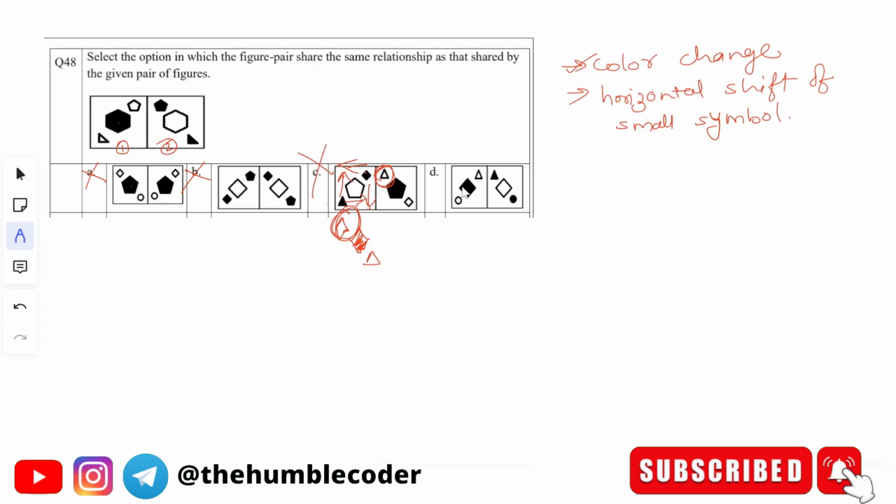Let's see the last one, whether it is following or not. The color change is happening. This one was white, it is getting black; black to white, white to black. So this is following. Horizontal shift is also happening: the triangle is going there and the circle is going here. So this one is the correct one in this case. The correct answer for this question is going to be option number D.